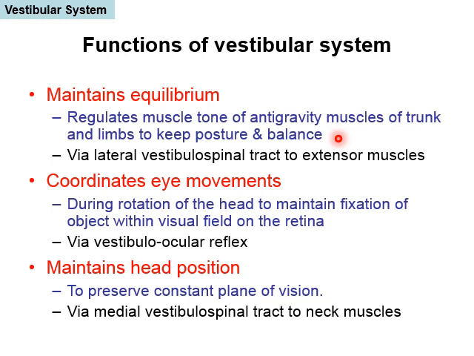This is done by a specific tract you have learned before, which is called the lateral vestibulospinal tract that reaches the extensor muscles. The second function of the vestibular system is the coordination of the eye movement. This is done when you are rotating your head, for example, and you are keeping your gaze and looking at a specific object in front of you, and you need to fix that object on the retina so that you don't lose your focus on that object. So it's a kind of reflex.